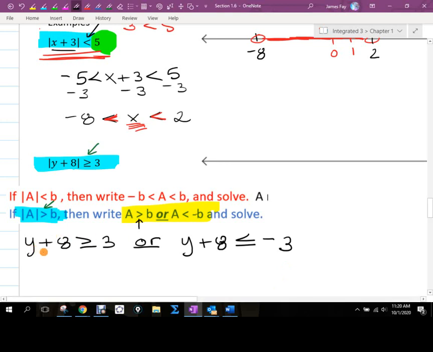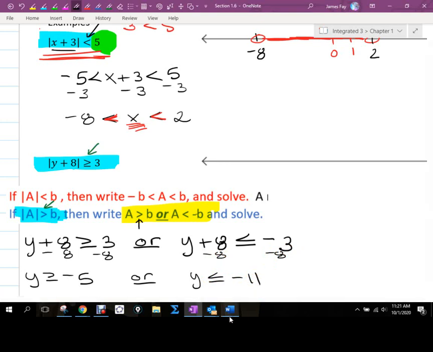And now we can solve for y. So I'll subtract 8 here. We get y is greater than or equal to negative 5. Or, subtract 8 here. We get y is less than or equal to negative 11. So I'm going to find those two spots on the number line. Negative 11. Negative 5.